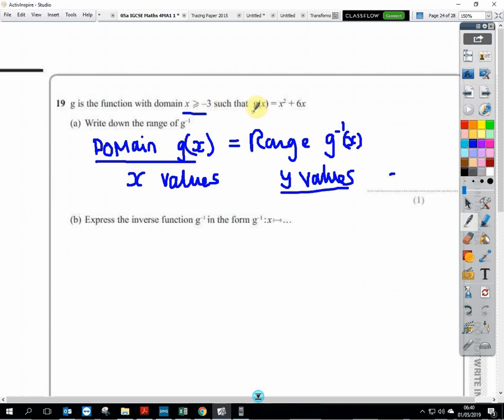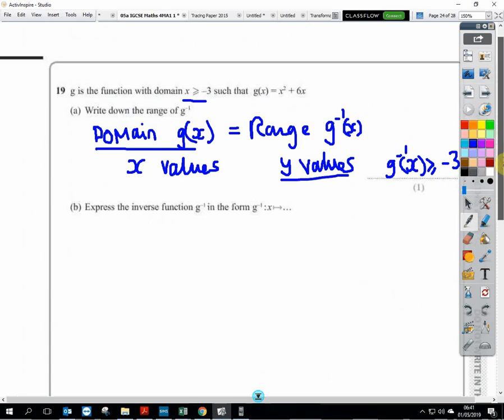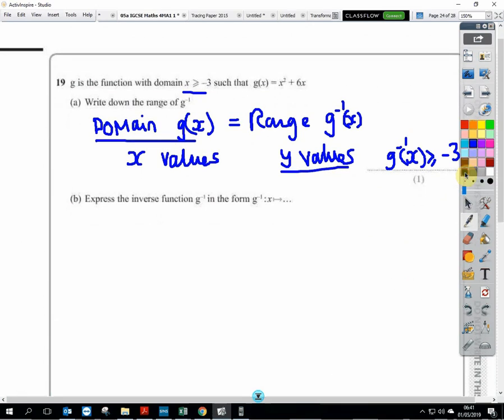Remember, there's no y here. Instead of a y-axis, it's the g minus 1 of x axis. So the answer looks like this. Now you can write range is greater than or equal to -3 if you want to. You shouldn't really write y, though they may accept it.